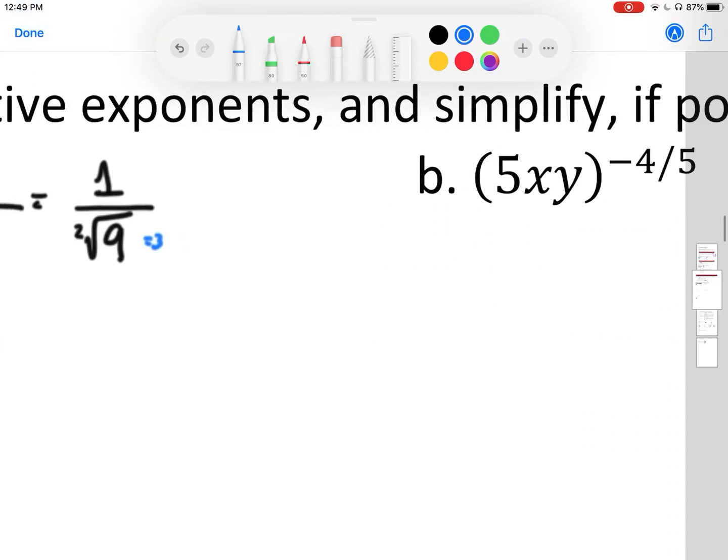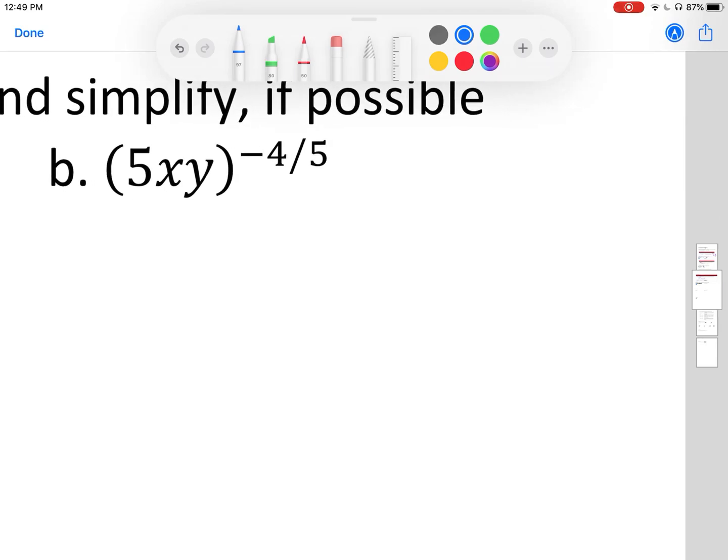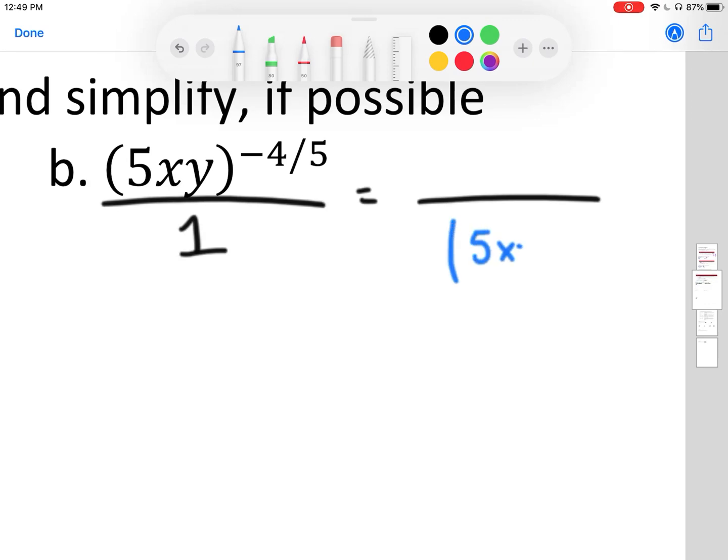Okay, next one. Same thing. If it doesn't have a denominator and it's a whole number, you can just write it over 1. Now, it's unhappy in the attic, so move it down so that I have 5xy raised to the positive 4/5 power. And I write the 1 on the top since there's nothing there anymore. Okay, I have 1.